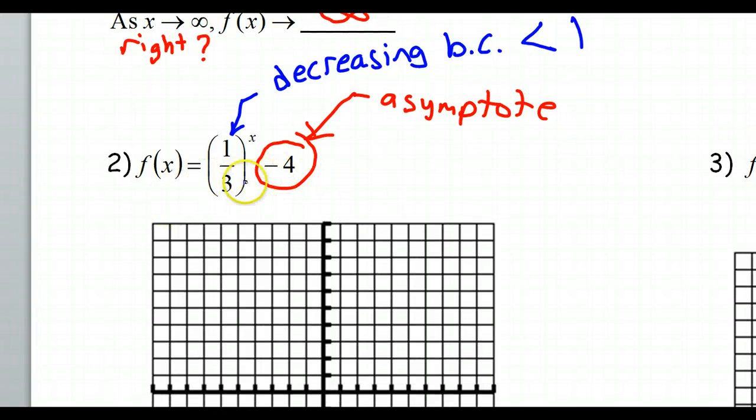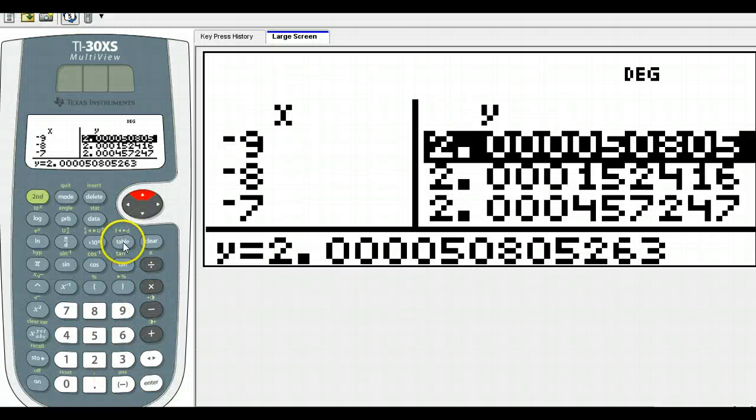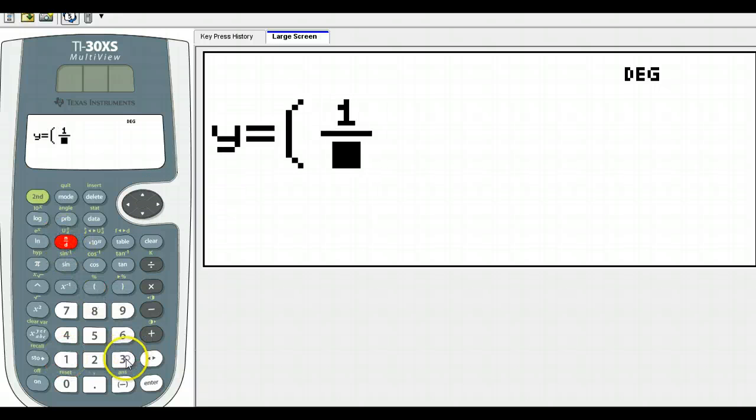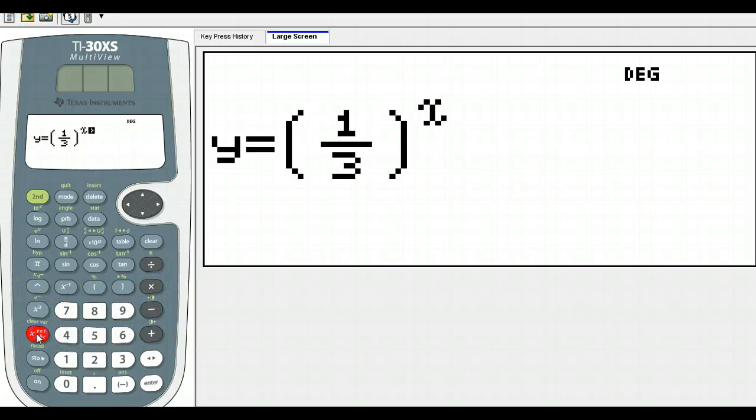But let's go ahead and put this in our calculator. (1/3)^x minus 4. So consult your TI-30XS MultiView. And I'm going to type it in exactly the way it looks on the paper. 1/3. Okay, I'm going to do the parentheses and everything. To the x power minus.